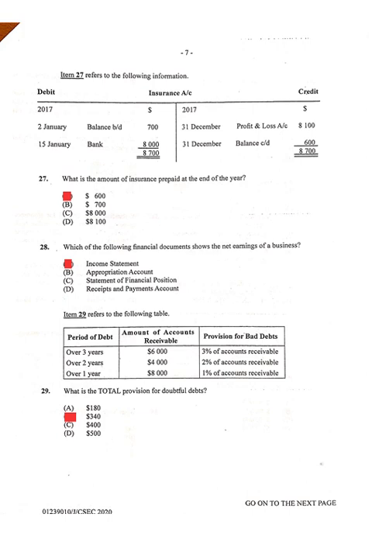Moving along, number 29, item 29 refers to the following table, giving us information on periods of debt over 3 years, amount of accounts receivable, and the provision for bad debt. What is the total provision for bad debt? And it says total, so we'll find the provision for year 3, which is 3% of 6,000, plus year 2, 2% of 4,000, plus year 1, 1% of 8,000. So the answer is $340.